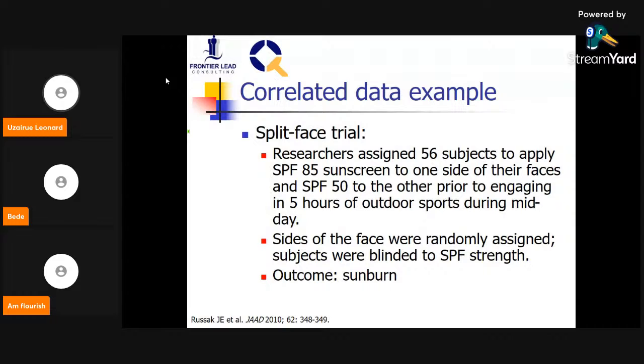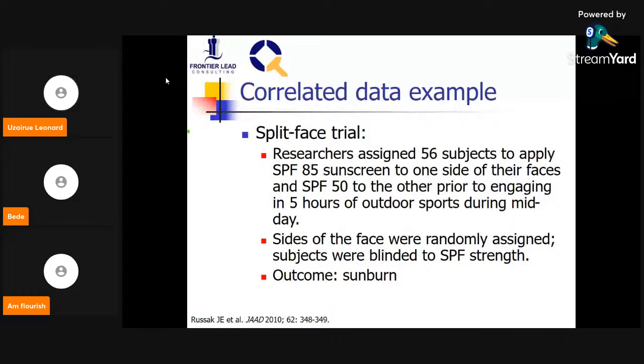56 subjects to apply SPF 85 sunscreen on their face, and then there's another group that is referred to as SPF 50, to engage in 5 hours of outdoor activities. So what this simply means is that the study was meant to test two types of sunscreen. The first one is SPF 85, and the next one was SPF 50.